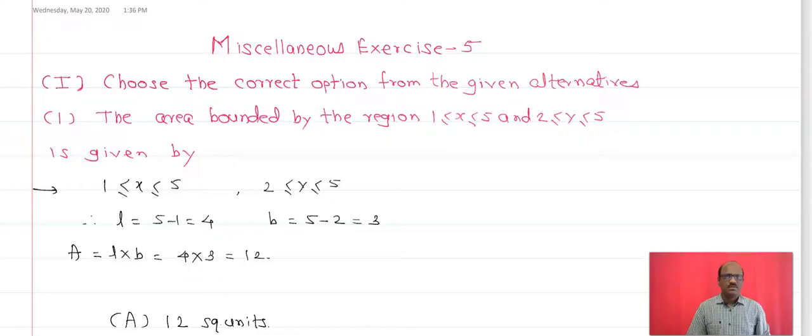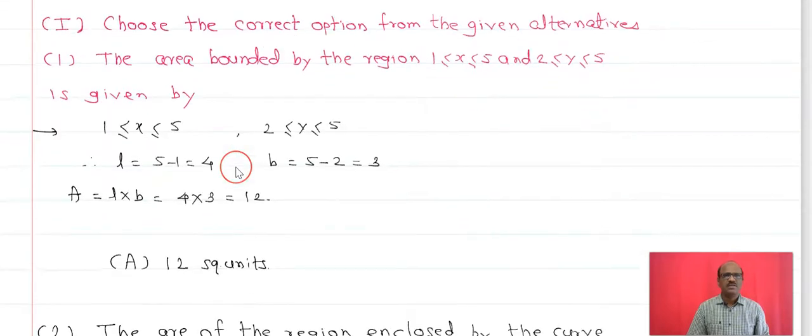Hello friends, in this video we will cover question number 1 of the miscellaneous exercise, chapter number 5. Now let us start. The first question: the area bounded by the region where x lies between 1 and 5, and y lies between 2 and 5, is given by... this is very simple, it is a rectangle.